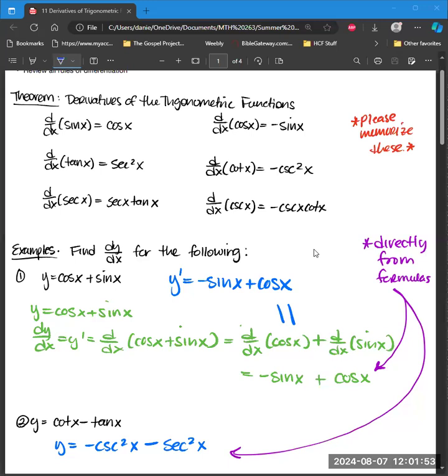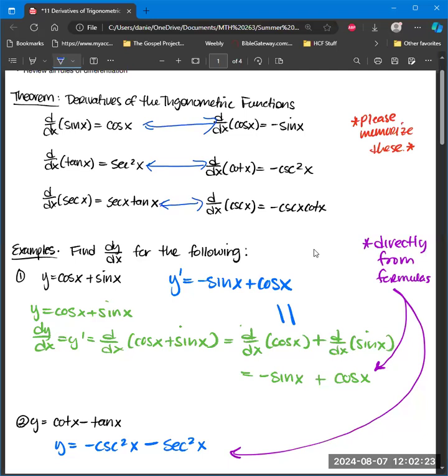Let's start with this theorem: the derivatives of the trigonometric functions that you need to memorize. These come in three pairs. The derivative of sine is cosine, the derivative of tangent is secant squared, and the derivative of secant is secant tangent. Go ahead and memorize those first.